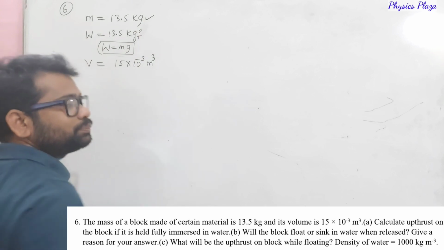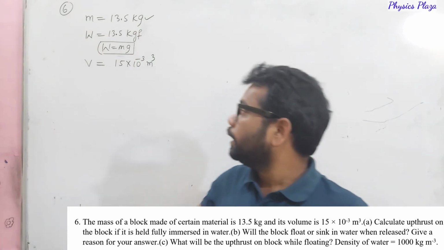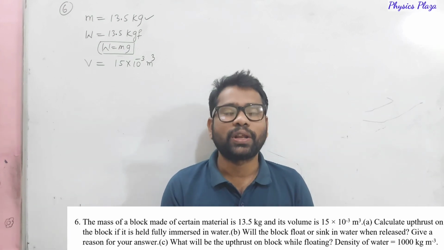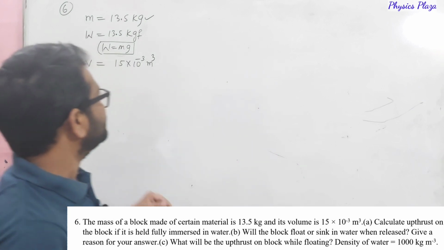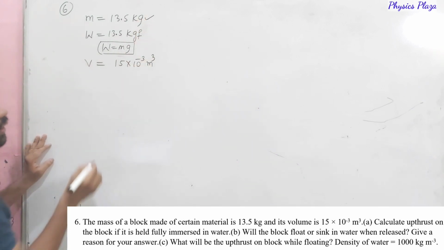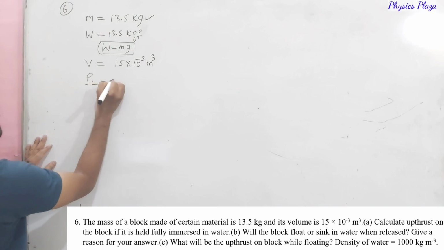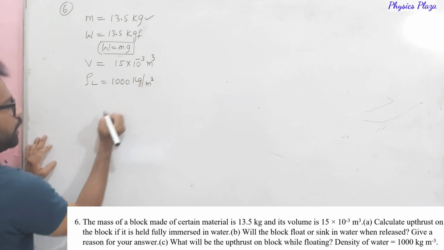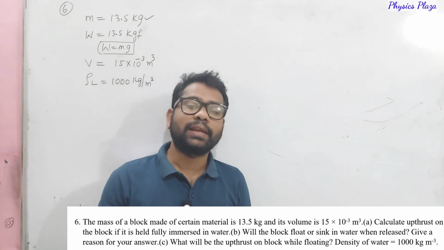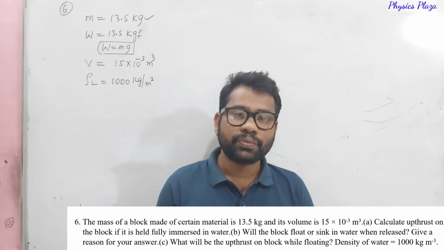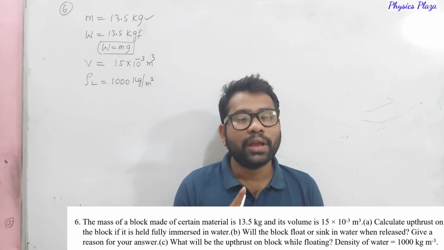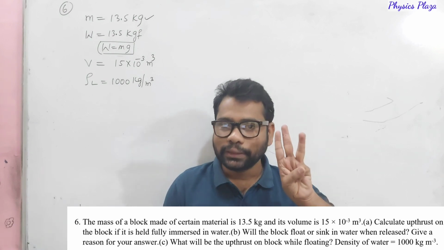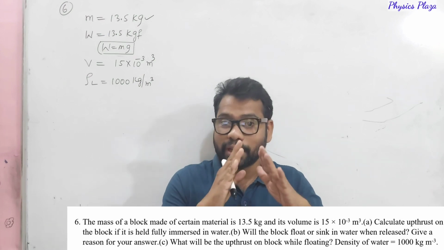So its mass is given, we calculated its weight, and its volume is also given, and it is completely immersed in water. The liquid is water, and the density of water is how much? Look here, all are in the SI system. So the density of water is 1000 kg per meter cube. Now we have to calculate the upthrust acting on the body, the apparent weight, and whether the body will float or sink. So these are the three tasks in front of us.